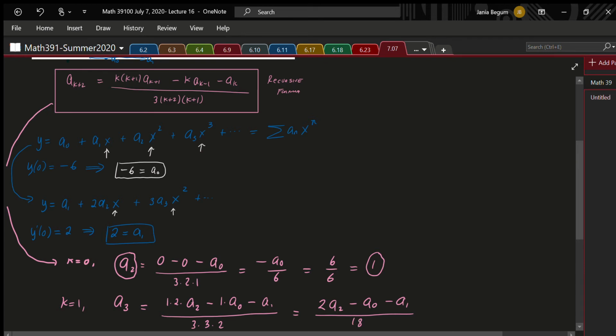And then I'm going to sub in what these coefficients are because we know them. We know A2 is 1. We solved previously, A0 is negative 6. So negative, negative, that's positive 6. And A1 is 2, so that's minus 2, all over 18. And what does that come up to be, guys?